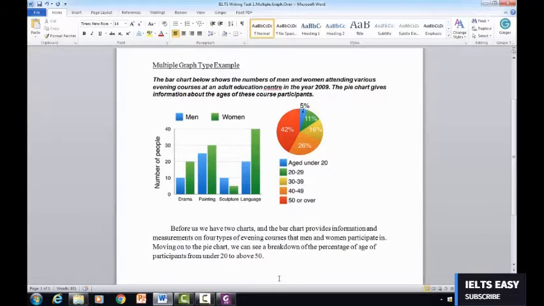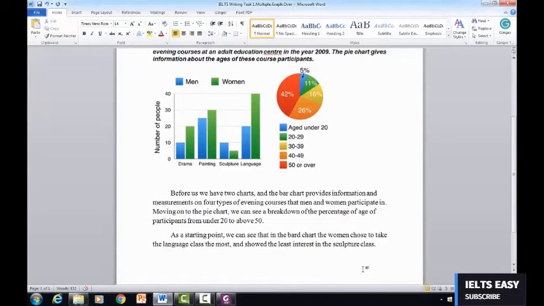Okay, so there we have our first sentence about the women, in terms of the women choosing to take the language class the most and showing the least interest in the sculpture class.